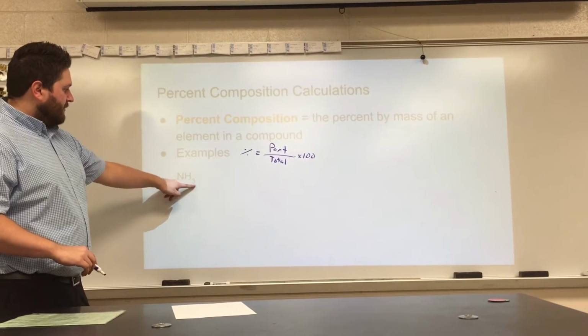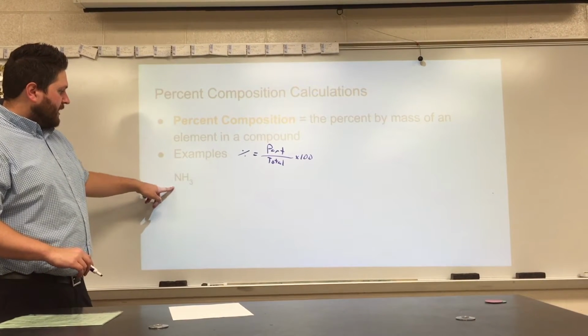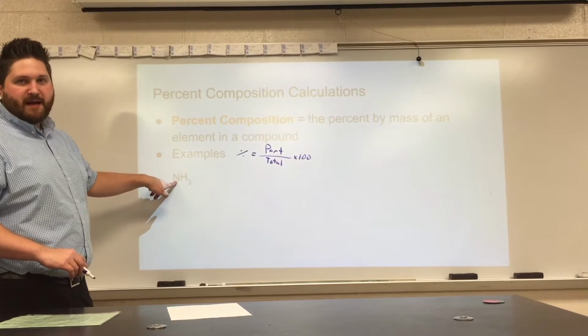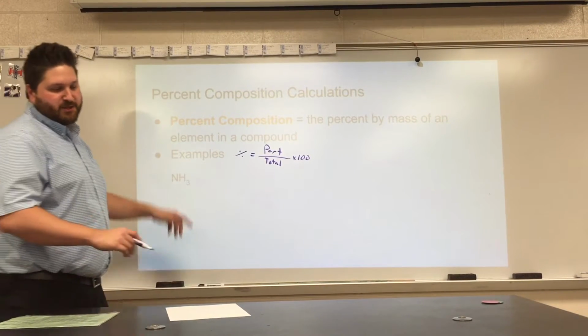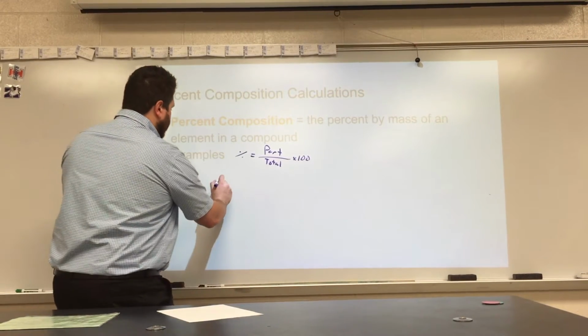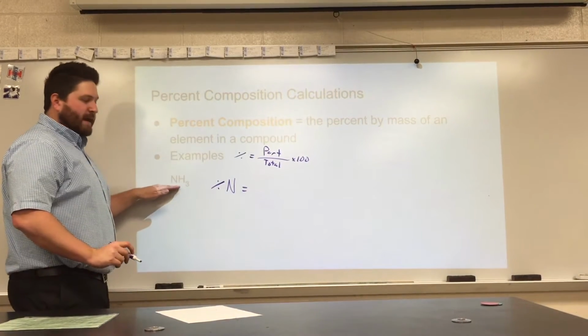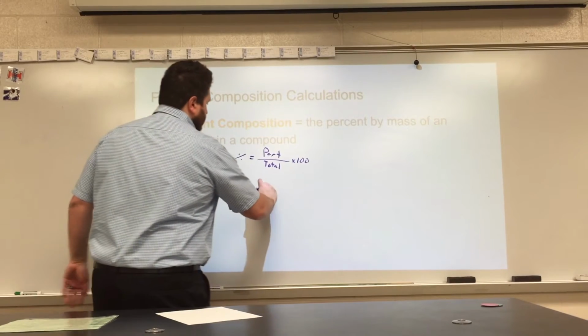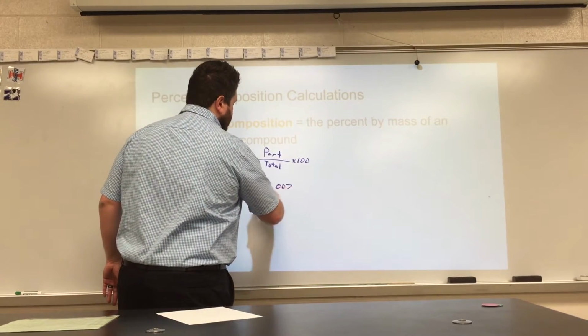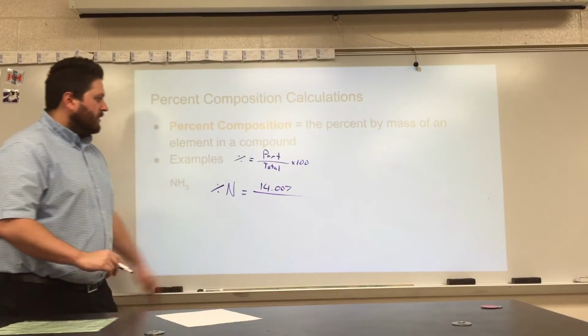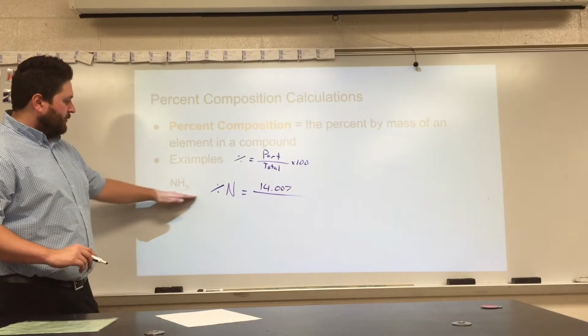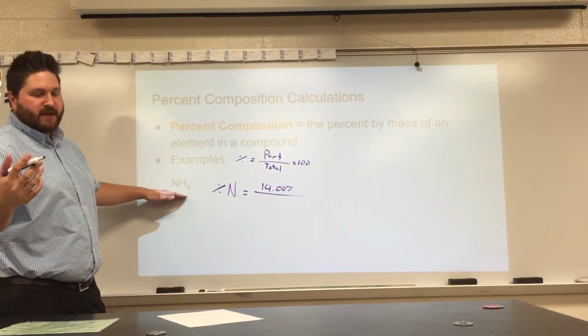So here, I'm going to look at my full compound and try to figure out what the percent by mass is of the nitrogen in NH3. In order to figure out the percent of nitrogen, I need to know what the mass of nitrogen is. It is 14.007. What's my total going to be? It's the total mass or the molar mass of NH3.